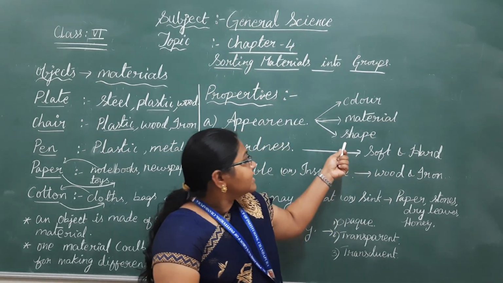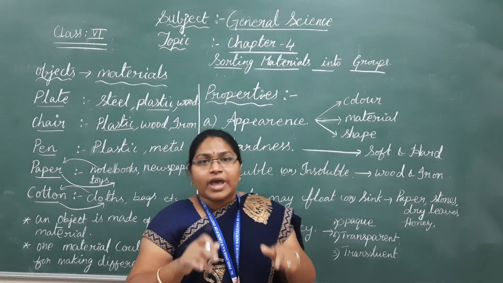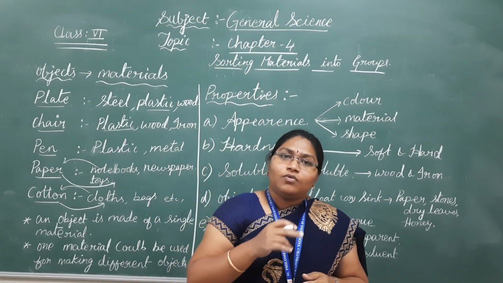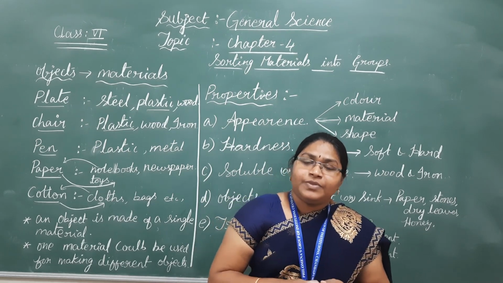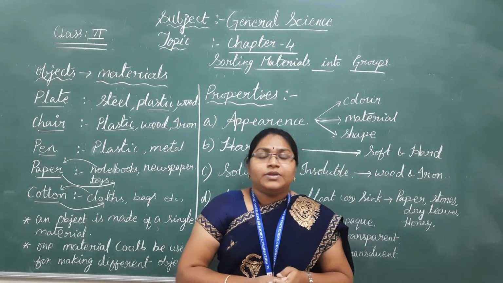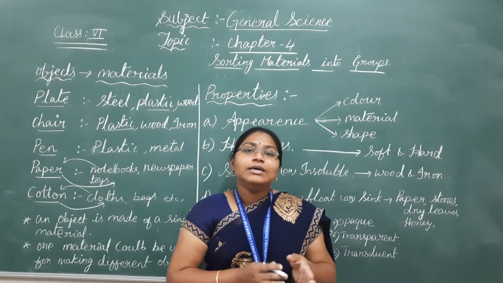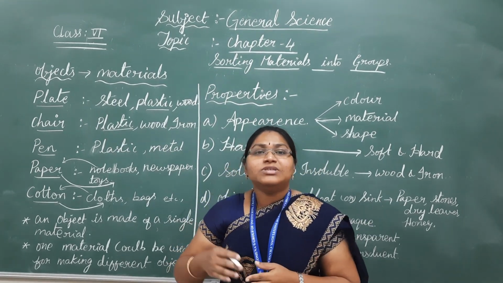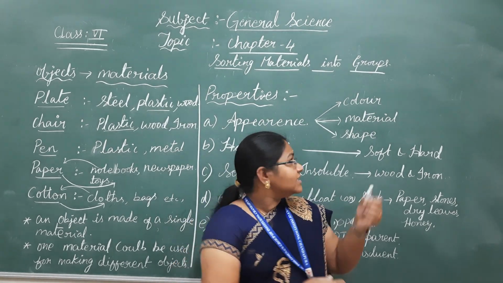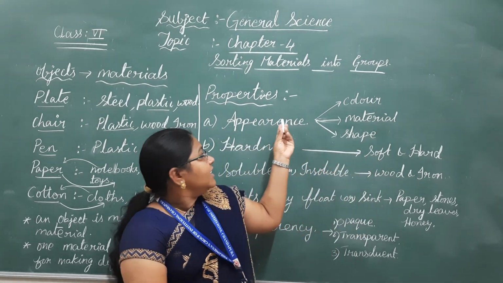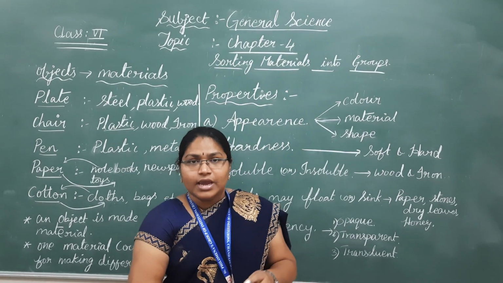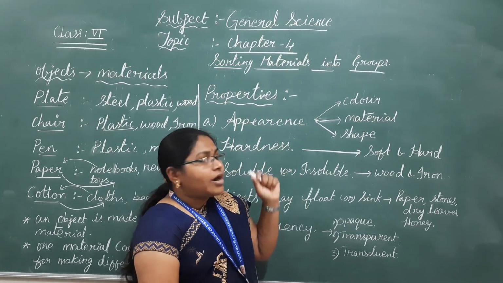Next one is shape. Shape means square, spherical, oval, round, rectangular, cylindrical shape. Depending on the shapes of objects, we can separate those objects into certain groups. So these three we can study under appearance. Okay, understood?